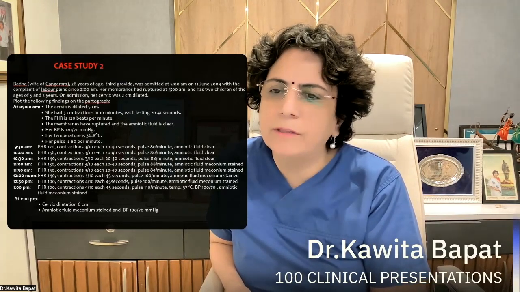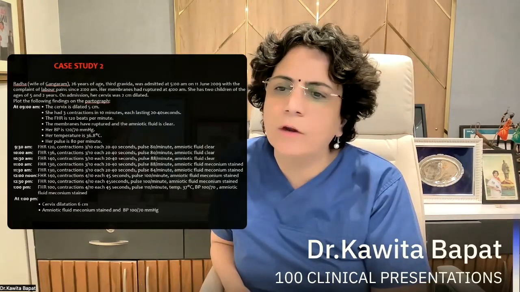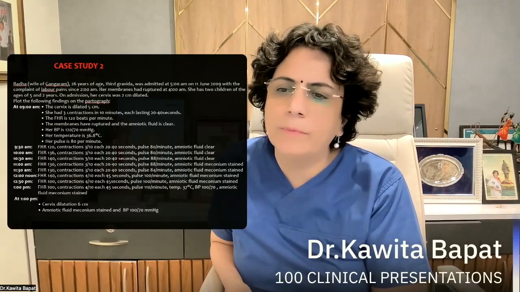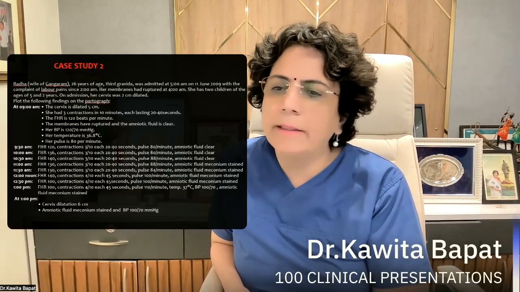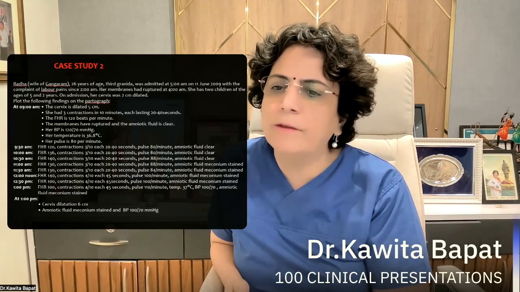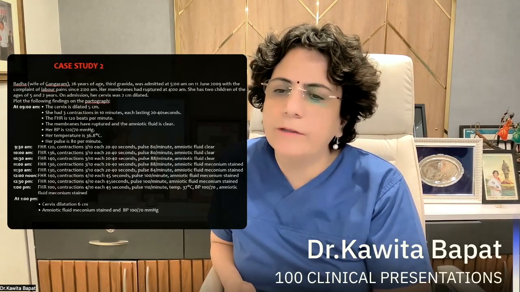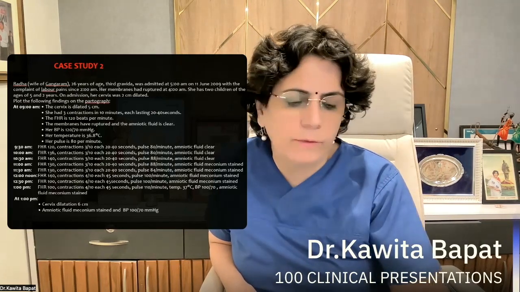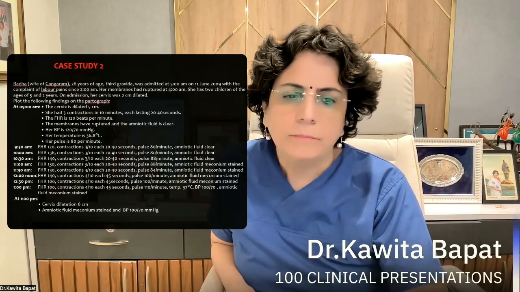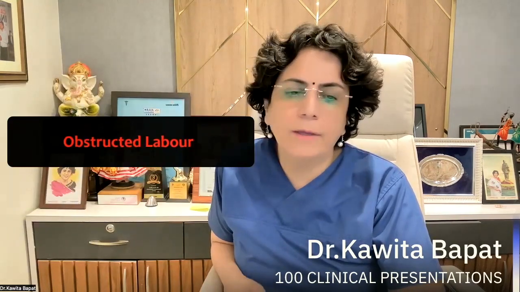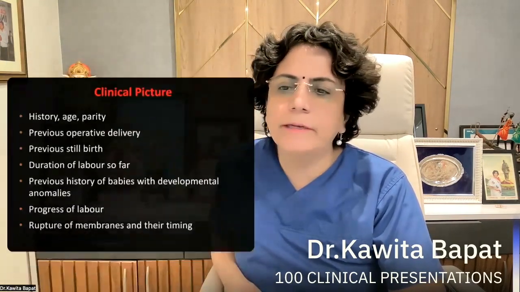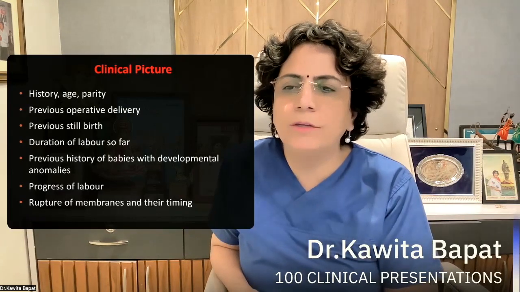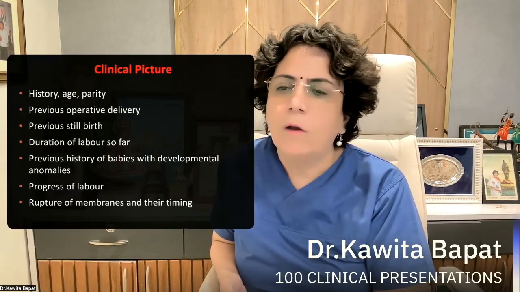Almost everything is the same. The contractions have not increased, still 3 in 10, and the fetal heart rate is coming 40 to 100, and the amniotic fluid has meconium staining, and cervical dilatation is 6 centimeters at 1 pm. Then this can be obstructed labor, and obstructed labor is a clinical picture; history, age, parity, all are important.